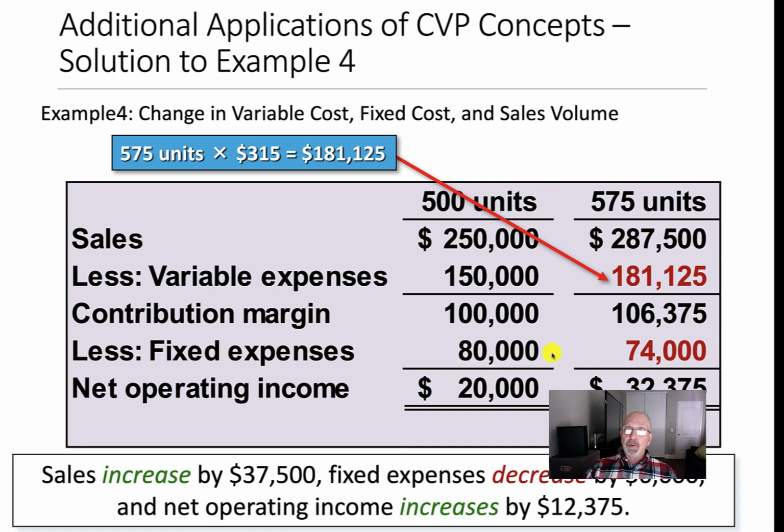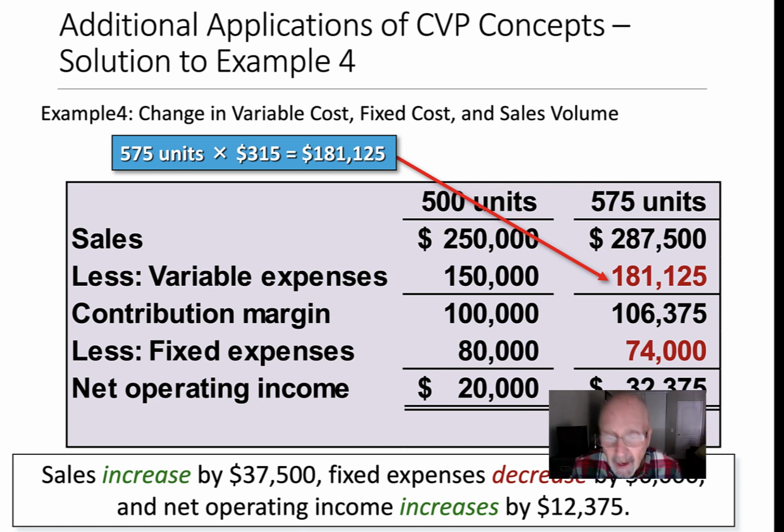However, we reduced our fixed expenses by eliminating $6,000 in salaries. So fixed expenses go down to 74. Net operating income is 32,375. So we've done a serious increase in net operating income.